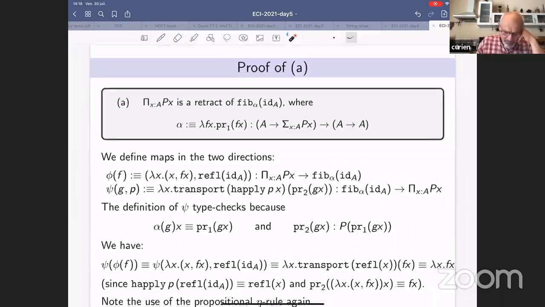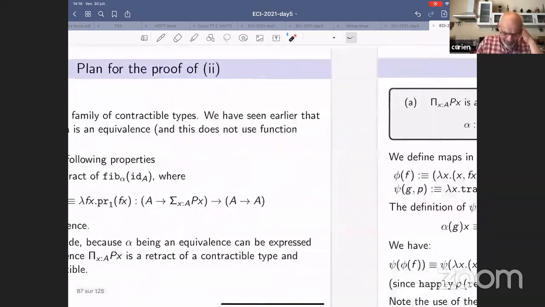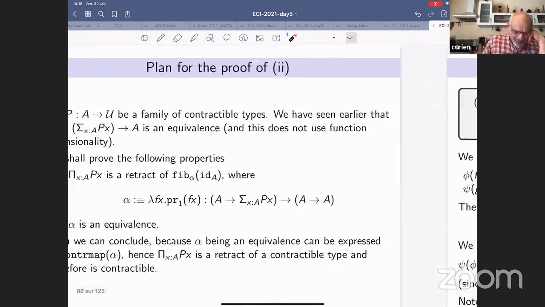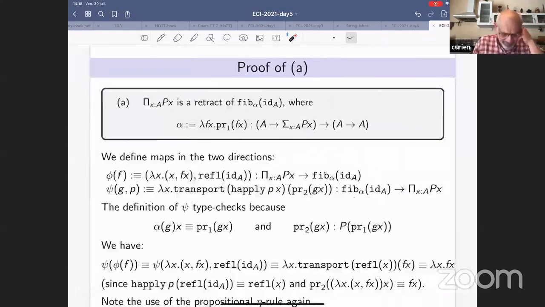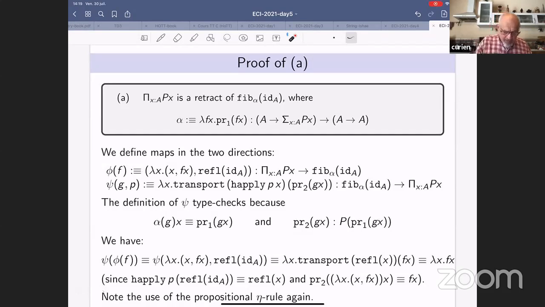Now I've become more experienced with slide production, and I found one nice package that allows me to recall the statement. So I started to use it. The statement I want to prove is recalled here. So, usual business. If we want to show that something is a retract of another thing, we need to define two maps that go in opposite directions. And the one map is quite obvious. You have an f here, and you want to go to the fiber of alpha, so you need to find a function in the fiber of alpha.